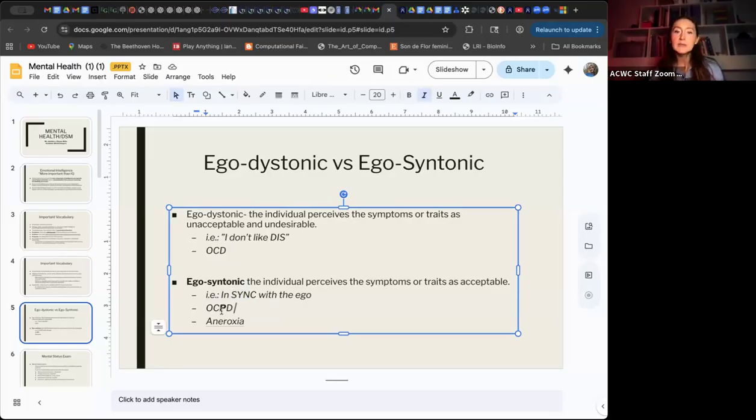So if someone has OCPD, obsessive compulsive personality disorder, if you talk to people who have known them their whole lives, they will tell you, no, this is just that person. Like at 2 years old, they were organizing all their blocks and shoes. This has always been that person. And maybe exaggerated a little bit, but it's kind of like that. Another one that's like this will be anorexia. That's actually another reason why it can be so hard if someone has anorexia, because they perceive this trait as acceptable, like this is in sync with who they are as a person.